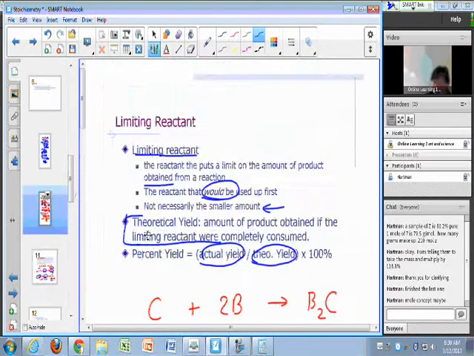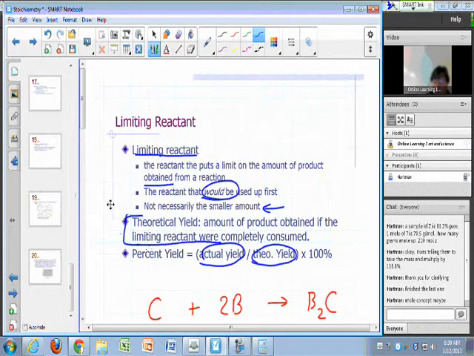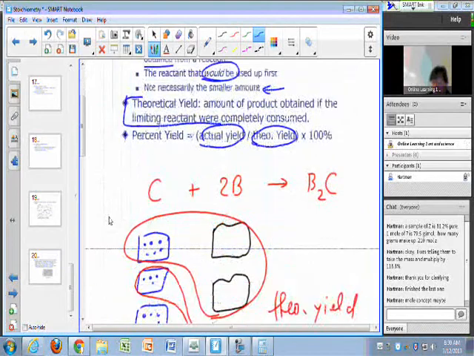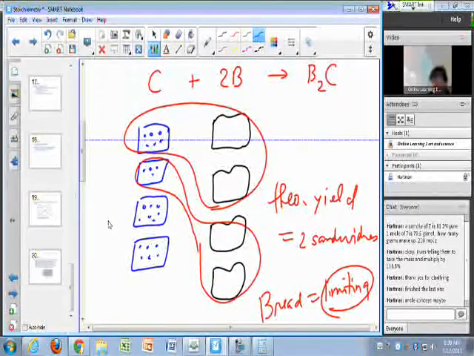Just like over here when we said with the bread example, okay? 4 slices of bread would give you 2 sandwiches, whereas 4 slices of cheese would make you 4 sandwiches. By the time you've made 2 sandwiches, you're out of bread. Okay? So by the time you've reached your theoretical yield, you're out of your limiting reactant. You still have some cheese left over.